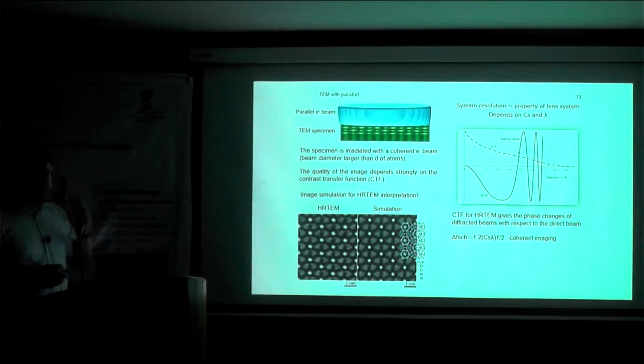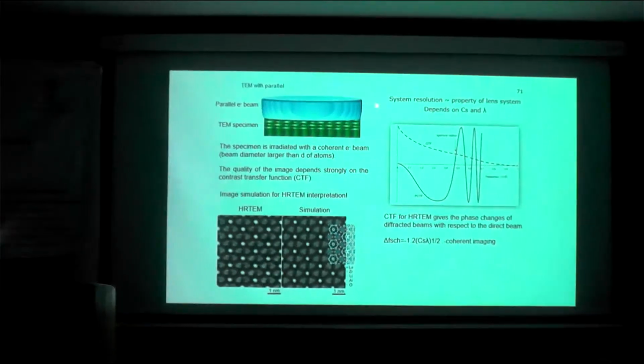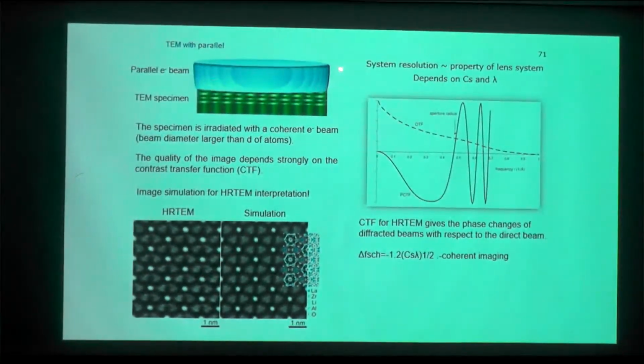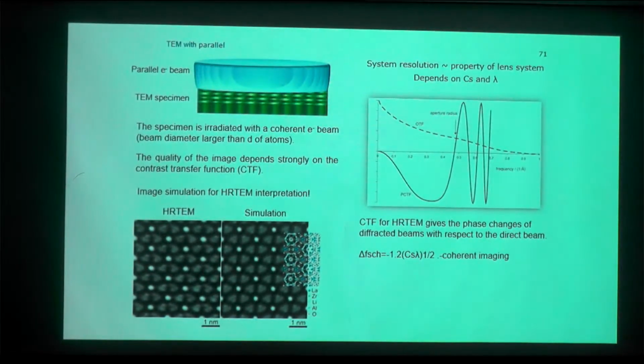Have power shutdown. But okay, so we create a parallel electron beam, and we illuminate our TEM specimen. We irradiate with a coherent electron beam with a diameter larger than the diameter of the atoms. And the quality of our image strongly depends on the so-called contrast transfer function. This is the property of the microscope, and this is the CTF, which you can calculate by using simulation software.